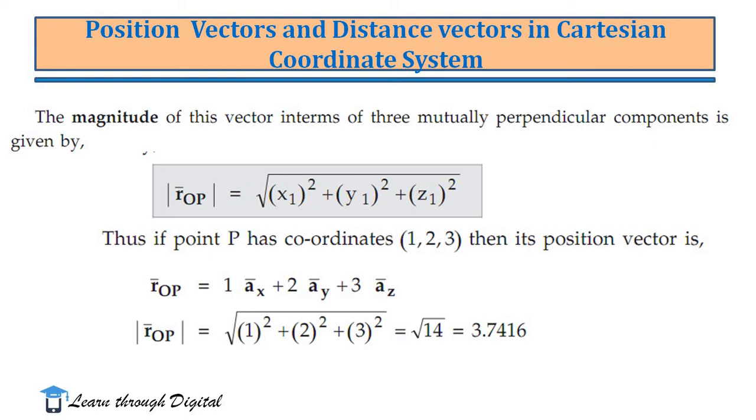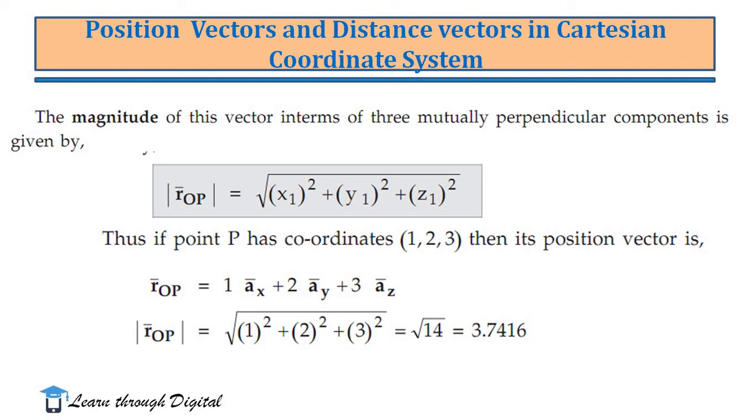Many times the position vector is denoted by the vector representing that point itself. That is, for point P, the position vector is P vector. For point Q, it is Q vector and so on. The same method is used hereafter in this course.